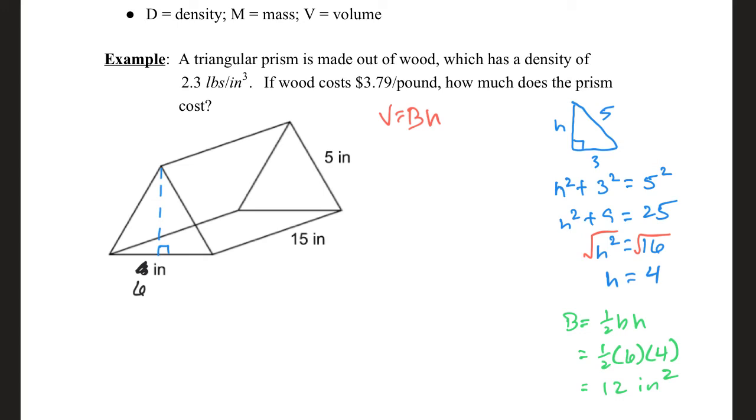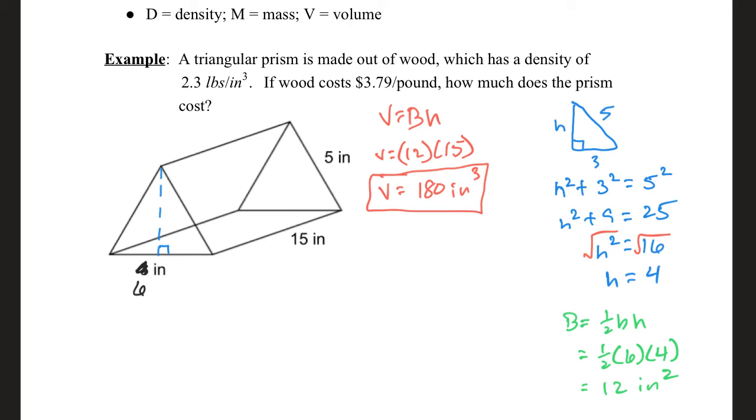Now we just got to plug it in. So V is equal to the big B down there, which is 12, times the height of the prism, which I said was this 15 here. So 12 times 15 equals 180. And what is this? Inches cubed this time, because that is a three-dimensional figure we just found the volume of. Okay, so 180 cubic inches.